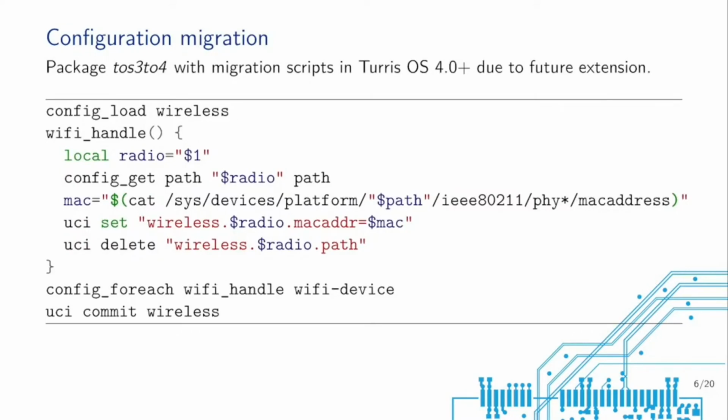Let's see how this configuration migration actually works and what it looks like. For example, here is the case with wireless. We have a package named TOS324, where we have migration scripts. Intentionally, we placed it in the newest version of Turris OS, not the old one, because in the future we don't have to release that older version and can still migrate to the newer version of the configuration. And here is just a simple script that does the Wi-Fi identifier change, just to illustrate what such configuration changes look like.